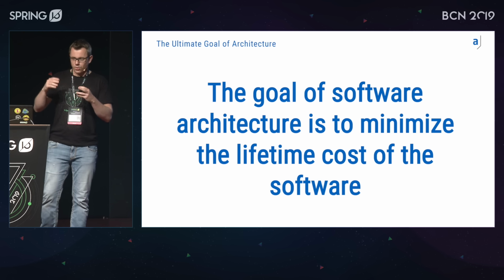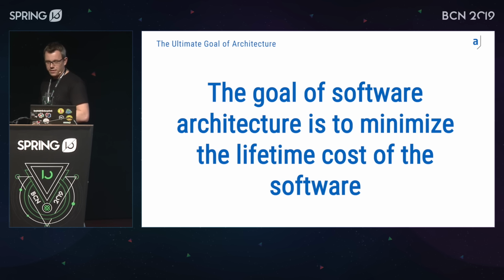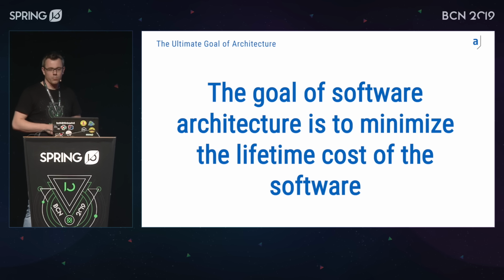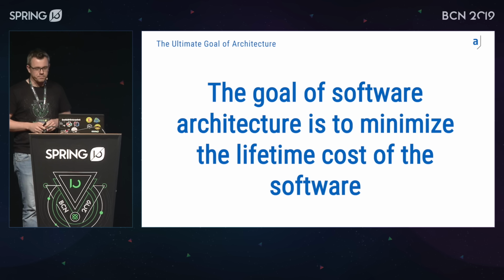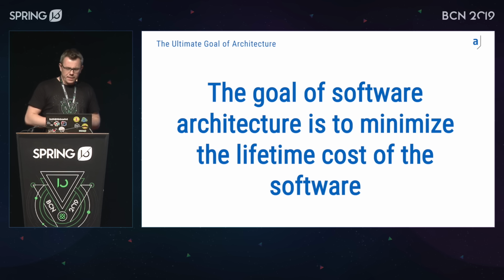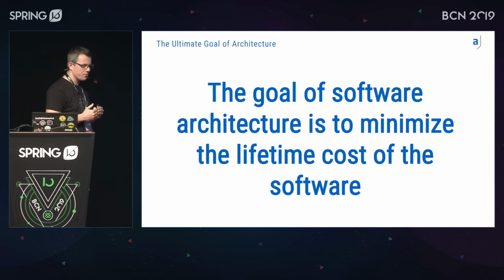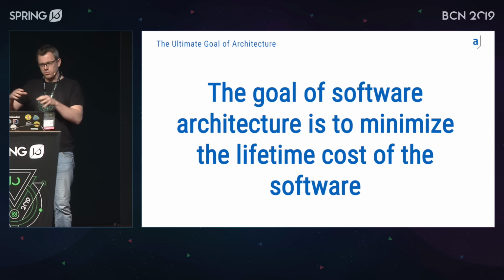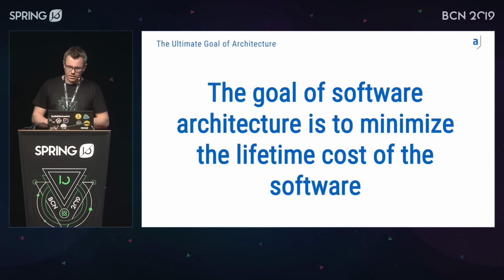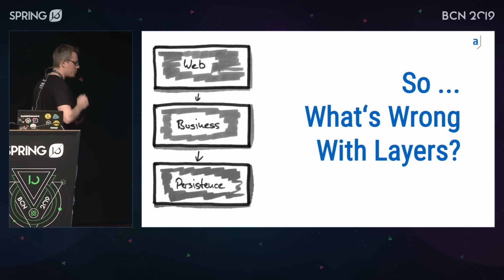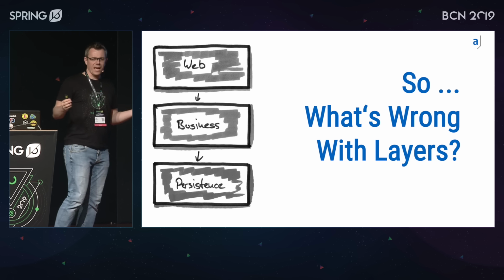Because that's, I don't know the numbers, but maintenance is a factor of, I don't know how much more expensive than actually building it. So, now we know that the goal of software architecture is to minimize cost, to keep options open and everything. I introduced the layered architecture in the start. So what's wrong with layers?